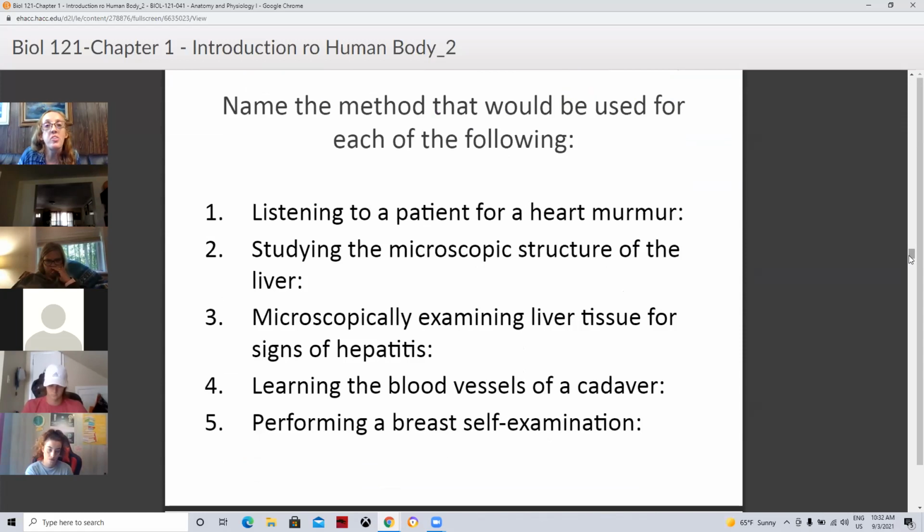Name the method that would be used for each of the following. For listening to a patient for a heart murmur. Oscillation. What about studying the microscopic structure of the liver? Somebody else besides Becky. Histopathology. Or let's use histology for this one. Okay. Catherine, what about the second one? Microscopically examining the liver tissue for signs of hepatitis, which is an inflammation of the liver.